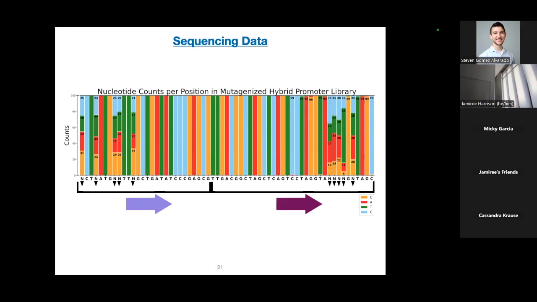So if you look here, in all of the designed mutagenized base pair sites, you're seeing roughly 25% of each of these nucleotides. And then you're going to get some off-target mutations that occurred, and those just happen due to nature. Like, nature mutates sometimes.